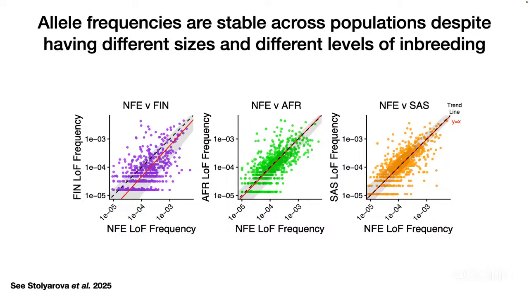If there's different levels of inbreeding in different populations, then you might expect deviations here. But in the absence of that, it would be very hard to explain why these line up so much, unless it's driven mostly by selection. And selection is shared across ancestry groups.